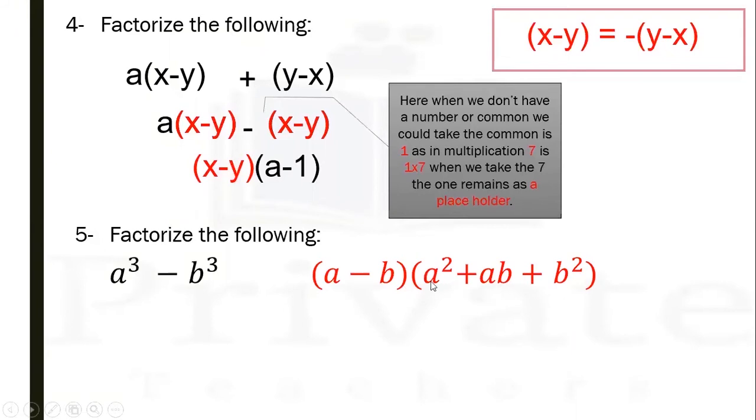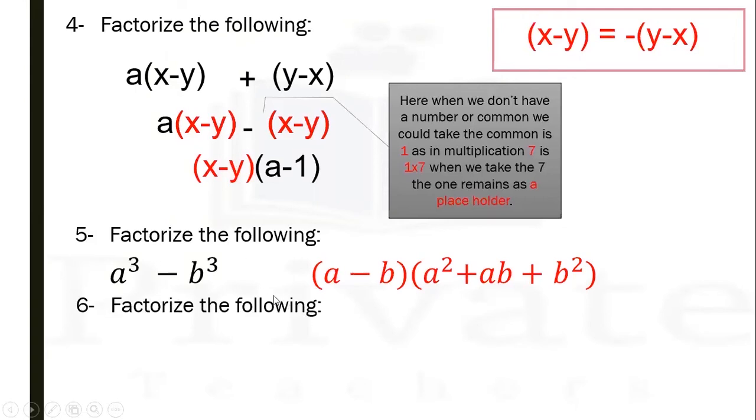Then inside the bracket, we take the first to the power of 2. We change the sign. This is minus, here we make it plus. We multiply the first by the second, a times b, ab, and then we take the second to the power of 2. So this is a rule, directly we use it.